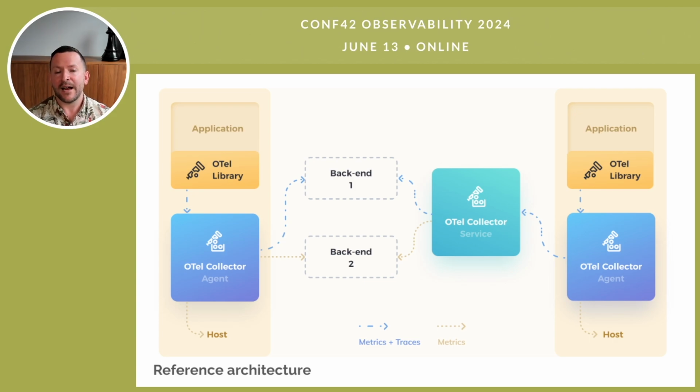Or if you wanted to collect from, say, the Kubernetes API, where you only want to do that once, again, you could do that with a single gateway instance. So it's possible to have your OTel instrumentation send to a locally running collector agent. It could have that collector agent sending to a gateway cluster, and you can have that gateway cluster sending to one or more backends.